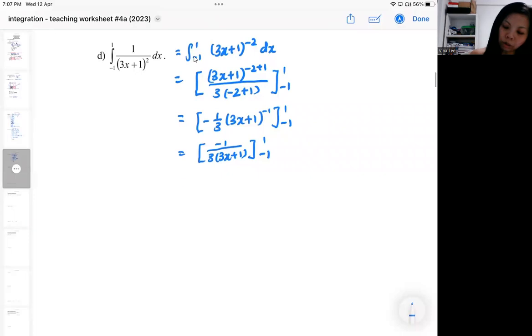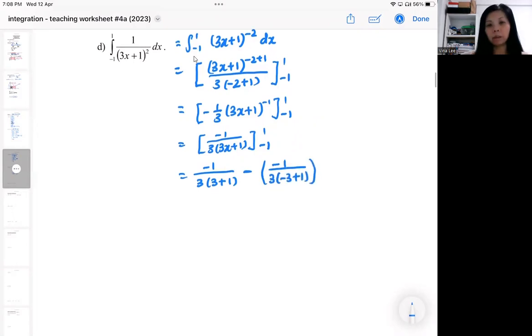Okay, so now we can do a top minus bottom. There are just a lot of things to be pressing, and there are a lot of negative signs, so do be careful about it. Press it one by one, and that's the final answer.